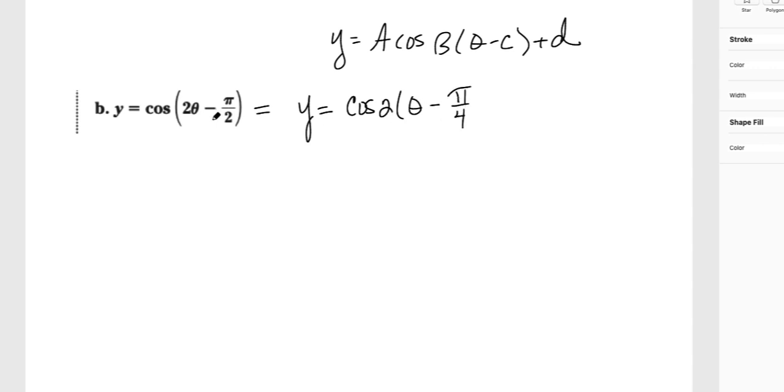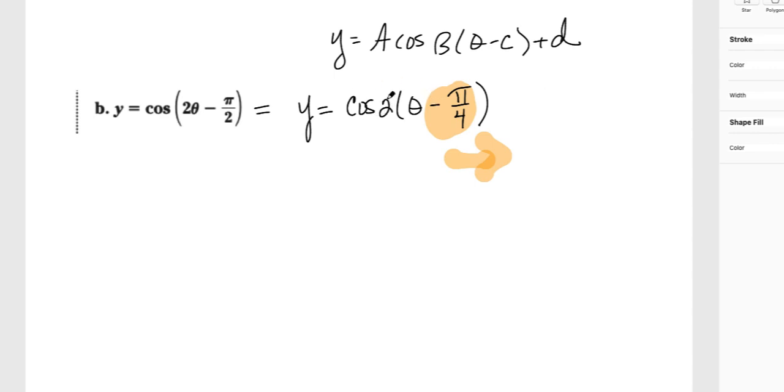I changed that to pi over 4 because I know 2 times pi over 4, if I distributed it through, would give me pi over 2. And so now I can see what's happening. What's my phase shift going to be? My phase shift is going to be pi over 4. Since it's minus, it's going to be in the positive direction or to the right.